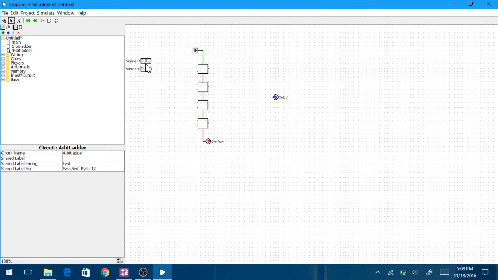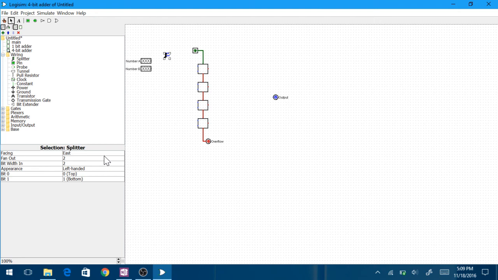Now we can start piping in our numbers for A and B. So this is our first column. We want to take this very first bit in number A and pipe it into the number A port for this adder. And we want to take the very first bit for number B and pipe it into this port. Then we take the second bit for number A and pipe it into this port, and the second bit for number B into this port. And then we keep going for the 3rd bit and the 4th bit in our 4-bit number. We always pipe the number A bits into the top port, and we always pipe the number B bits into the bottom port.